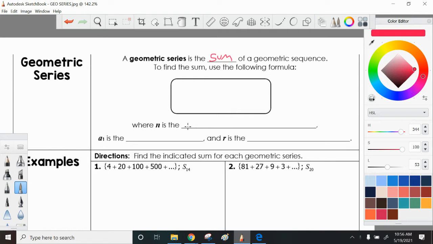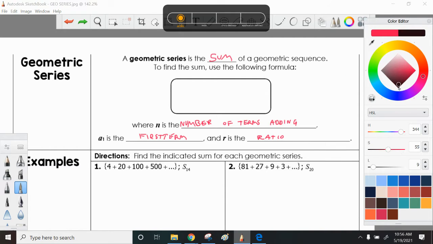where n is the number of terms that we're going to be adding, where a1 is the first term, and where r is the ratio.